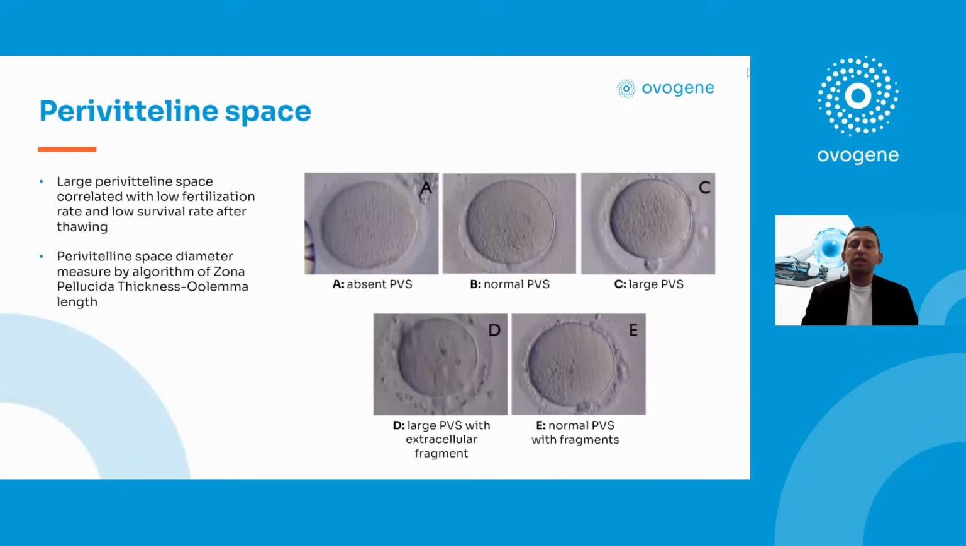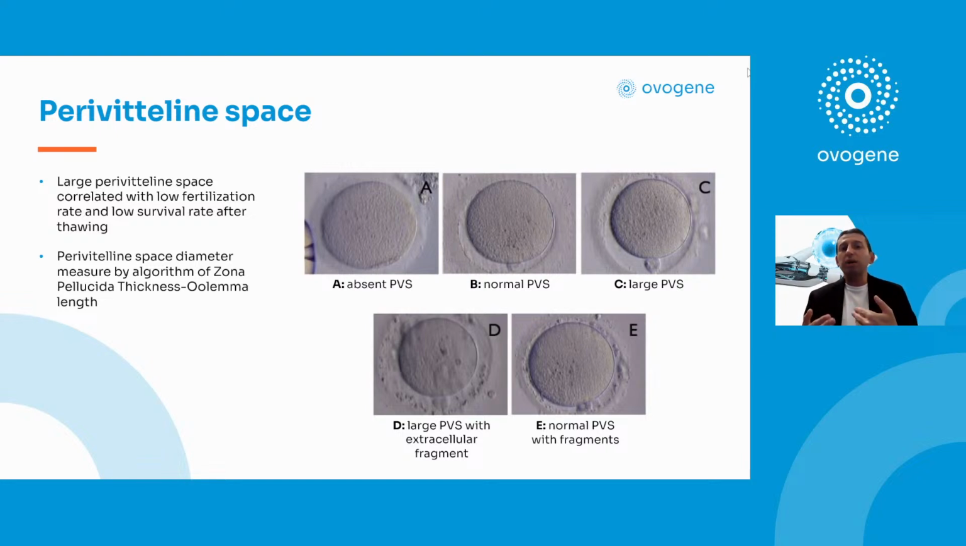The perivitelline space, as you know, has big importance, especially for egg banking, while we are using cryoprotectant. When we have a large perivitelline space, that means we can keep a larger amount of cryoprotectant in the cytoplasmic area. So when we thaw these oocytes, that can create a high level of toxicity for the oocytes, and that can create issues with cleavage arrest.